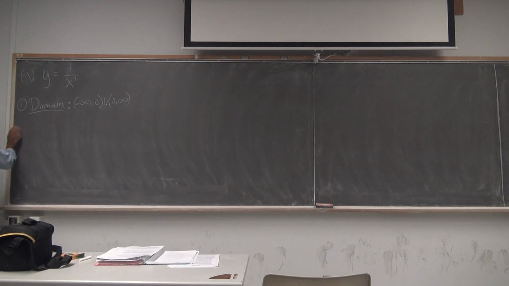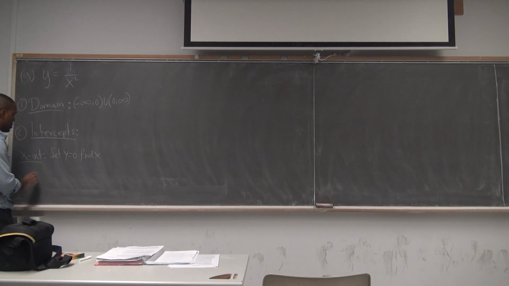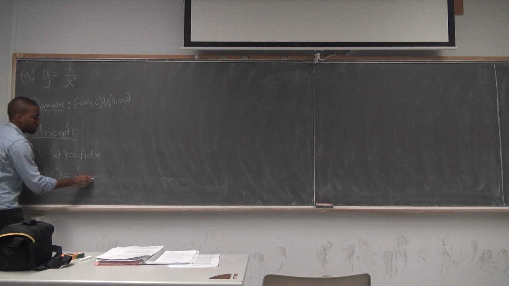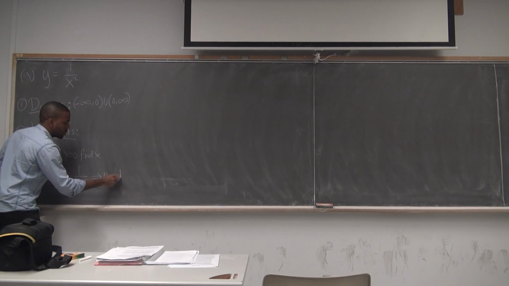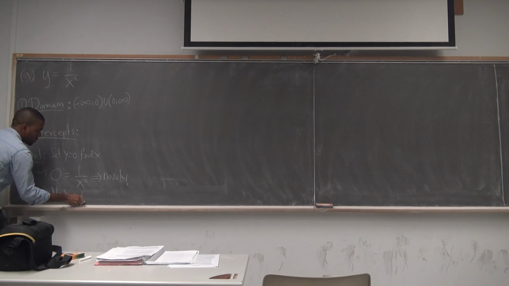Okay. Step 2. I will find the intercepts. So let's start with the x-intercepts. How do we find x-intercepts? Set y equals 0. Solve for x. So this means 0 is equal to 1 over x squared. You will notice this has no solution. In other words, there's actually no x-intercept for this function.